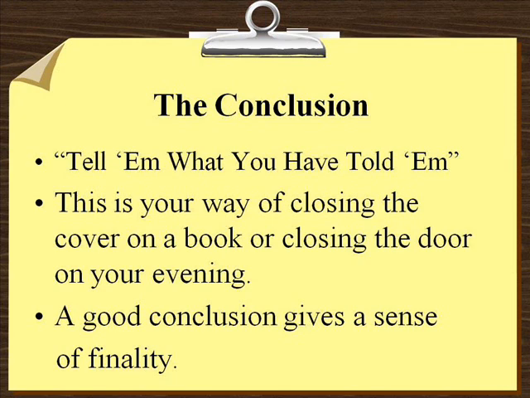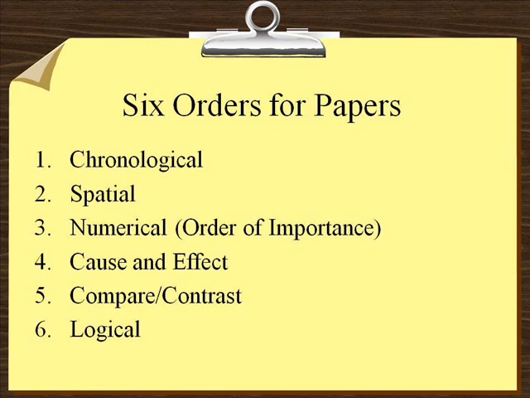They were chronological, which is time-based order. Second one is spatial, which is location-based. Then we had numerical, that is order of importance. Then the 4th one, cause and effect. 5th one, compare, contrast. And 6th one is logical.